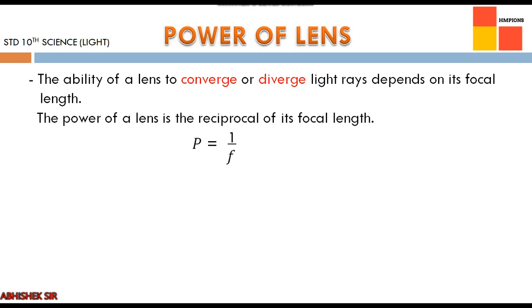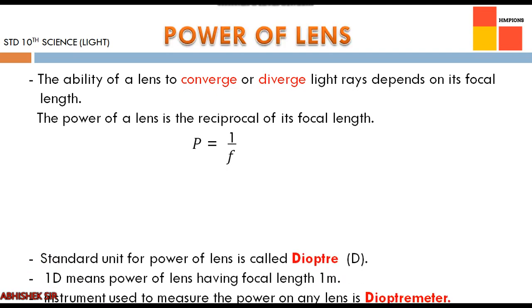Moving on to the last topic, that is power of lens. What is power of lens? It is the ability of a lens to converge or diverge light rays. So everything depends on focal length. If the focal length is changed, the ability of lens to converge or diverge the light rays will also change. Technically, if we define power of lens, it is the reciprocal of the focal length of the lens. Power of lens is denoted by P. So we can write P equals 1 upon f.